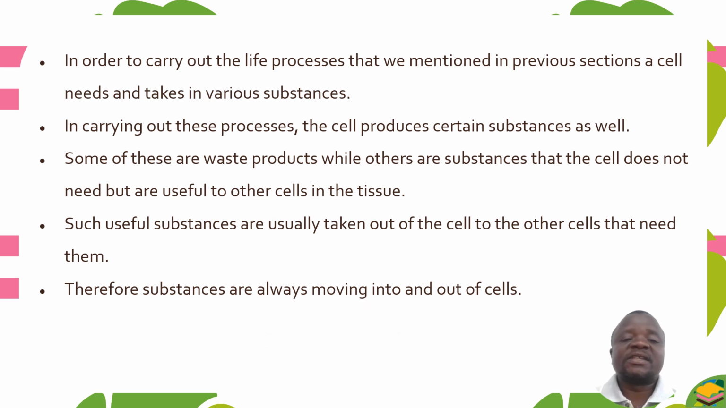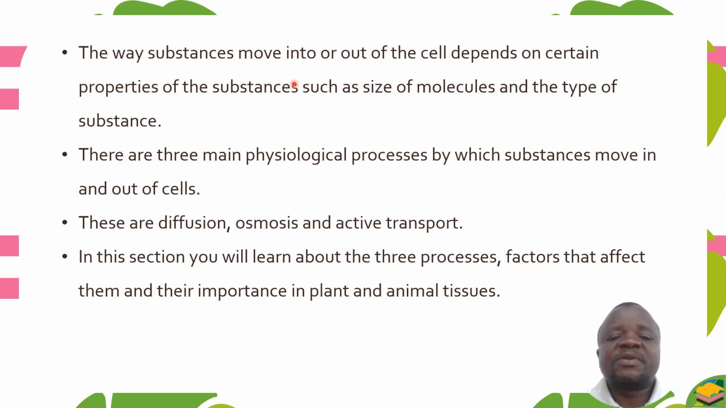In most cases, substances move into and out of the cell depending on what the cells require. The way substances move into and out of the cell depends on certain properties of the substances, such as size of the molecules and the type of the substance. In most cases, large molecules may not pass through the cell membrane. There are three main physiological processes by which substances move into and out of the cell: diffusion, osmosis, as well as active transport.